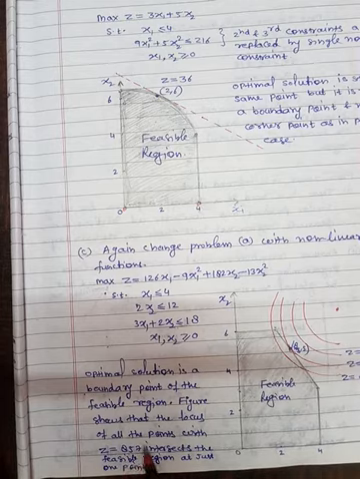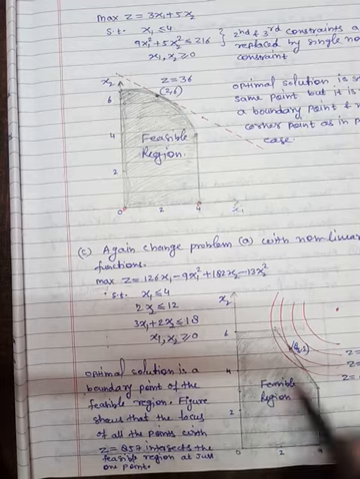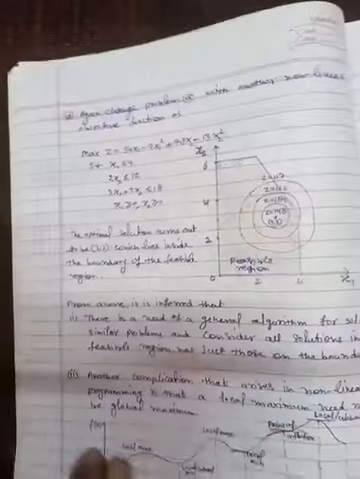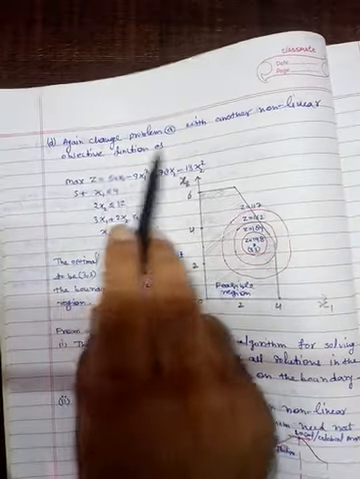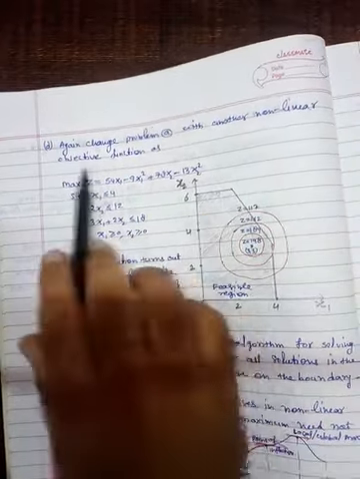So the feasible solution is 857 here, which is at this boundary point. Fine. So this is the way. So this is the non-linear programming problem. Again, last case, again change problem A with another non-linear objective function.